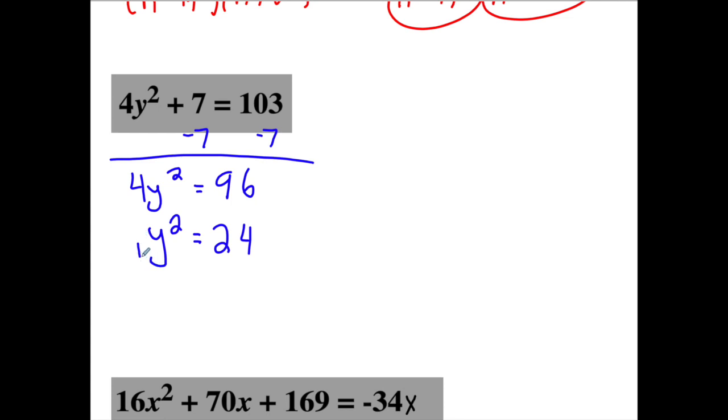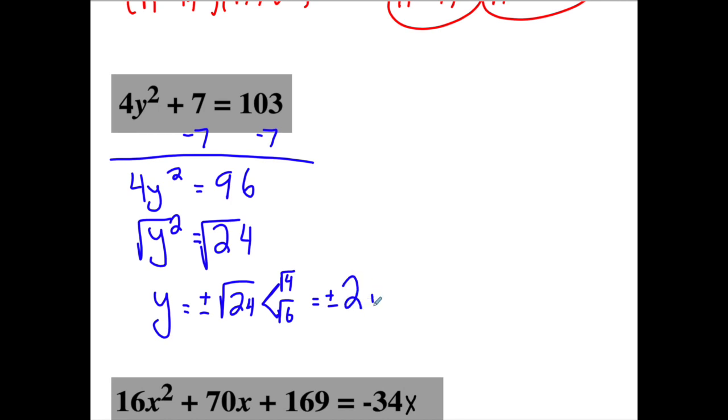And now we need to take the square root on both sides. So y equals, it's a positive, so there will be solutions. In fact, there will be 2: plus or minus the square root of 24. Now you do have to take it further because 24 is 4 times 6. So the square root of 24 is equal to the square root of 4 times the square root of 6. And the square root of 4 is 2. And the square root of 6 we have to leave as is.